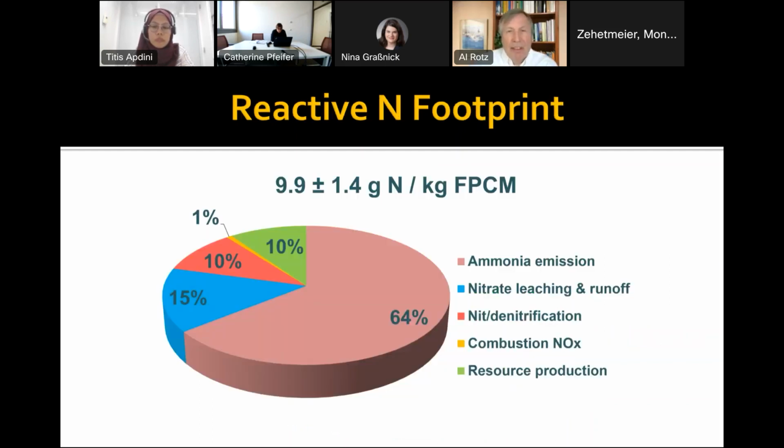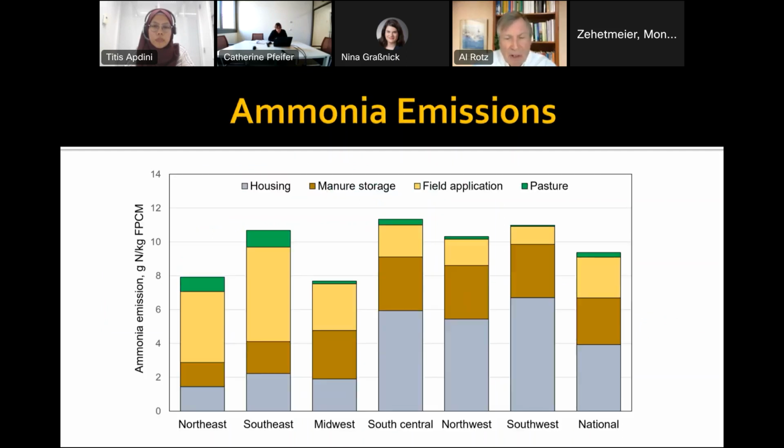Perhaps a more important thing to look at is reactive nitrogen, as we just saw in the previous presentation. I feel that this is probably a little bit more important for the long-term sustainability of dairy farms. And you can see here by the pie diagram that the major contributor to this is ammonia emission from the manure being produced. If we look across regions, the source and amount of ammonia emission does vary, primarily as influenced by the climate and the management of the region.